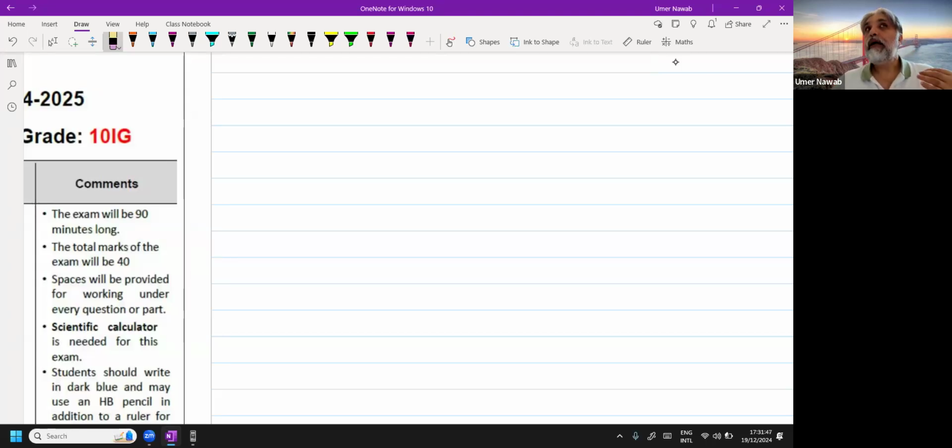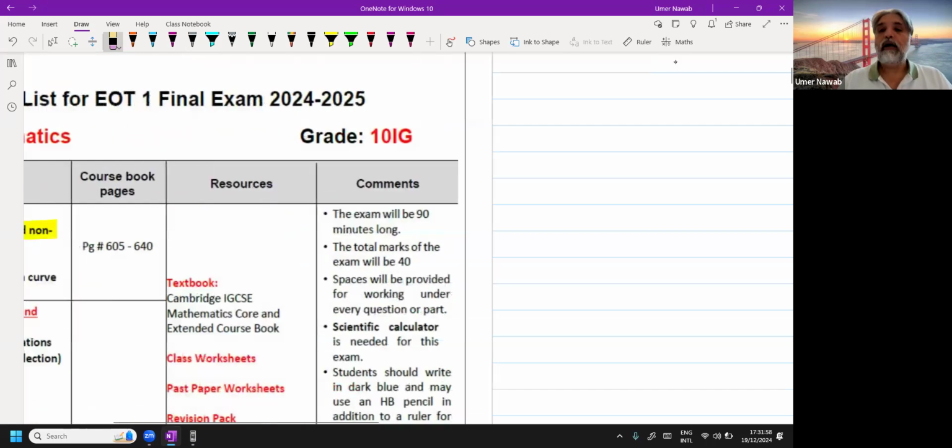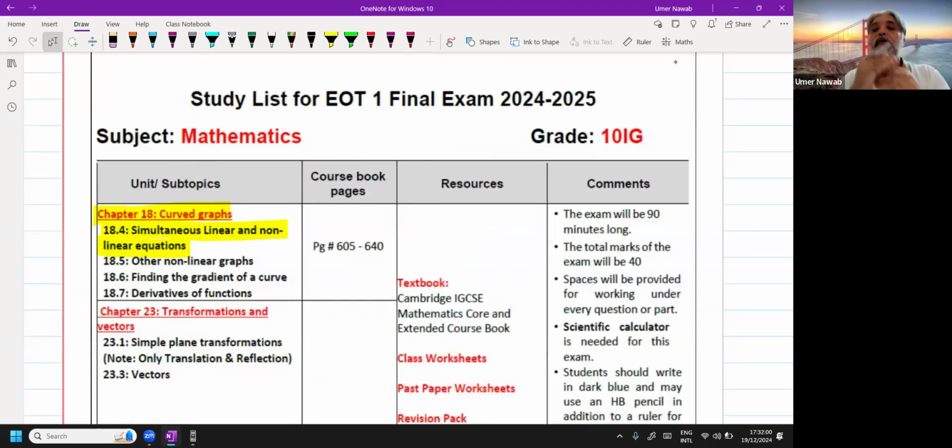Now the question arises, Mr. Omar, is the calculator allowed? Yes, calculator is allowed, but can I solve linear and quadratic equations through the calculator? The answer is no. You cannot do it. Once you mix the two equations, linear and quadratic, at that time you guys can use the calculator, like how to solve the quadratic equation to get the two possible roots.